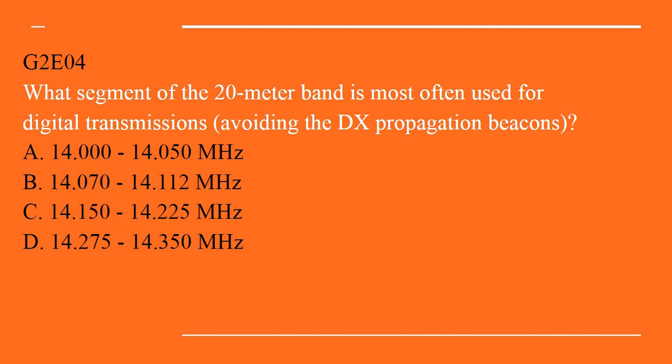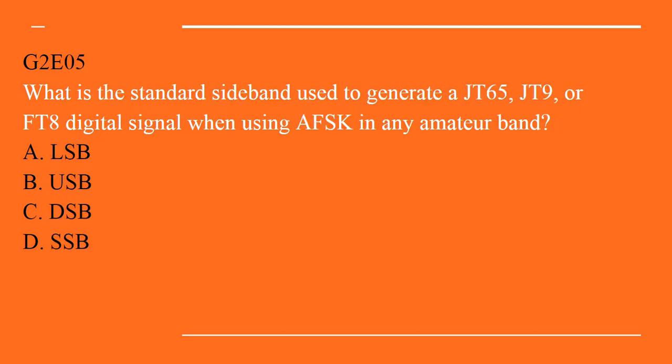G2E04, what segment of the 20 meter band is often used for digital transmissions, avoiding the DX propagation beacons? A. 14.000 to 14.050 MHz. B. 14.070 to 14.112 MHz. C. 14.150 MHz to 14.225 MHz. Or D. 14.275 to 14.350 MHz. Correct answer is B. 14.070 to 14.112 MHz.